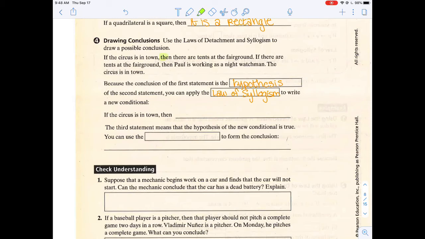Okay, so right here, then there are tents at the fairground. If there are tents at the fairground, those two parts are the same. So we can use the law of syllogism to write a new conditional. If the circus is in town, then Paul is working as a night watchman. We just cut out the middle statements right here. We got rid of the if there are tents at the fairground, and we went from the beginning of this statement to the end of the second one.